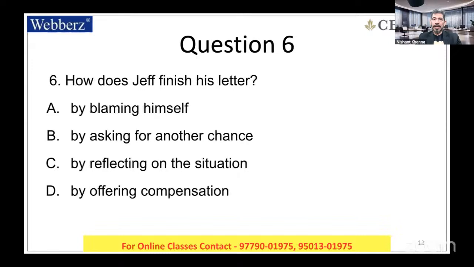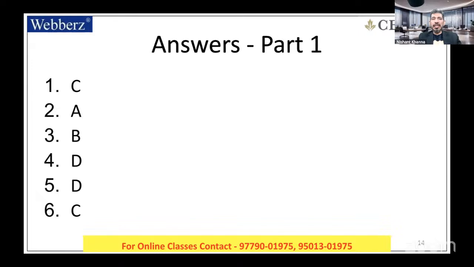Number 6. How does Jeff finish his letter? By blaming himself, by asking for another chance, by reflecting on the situation, by offering compensation. Compensation means he was offering some money, take the money. Okay. So now that you have done, we will check the answers. First is C, second is A, third is B, fourth is D, fifth is D, and sixth is C.